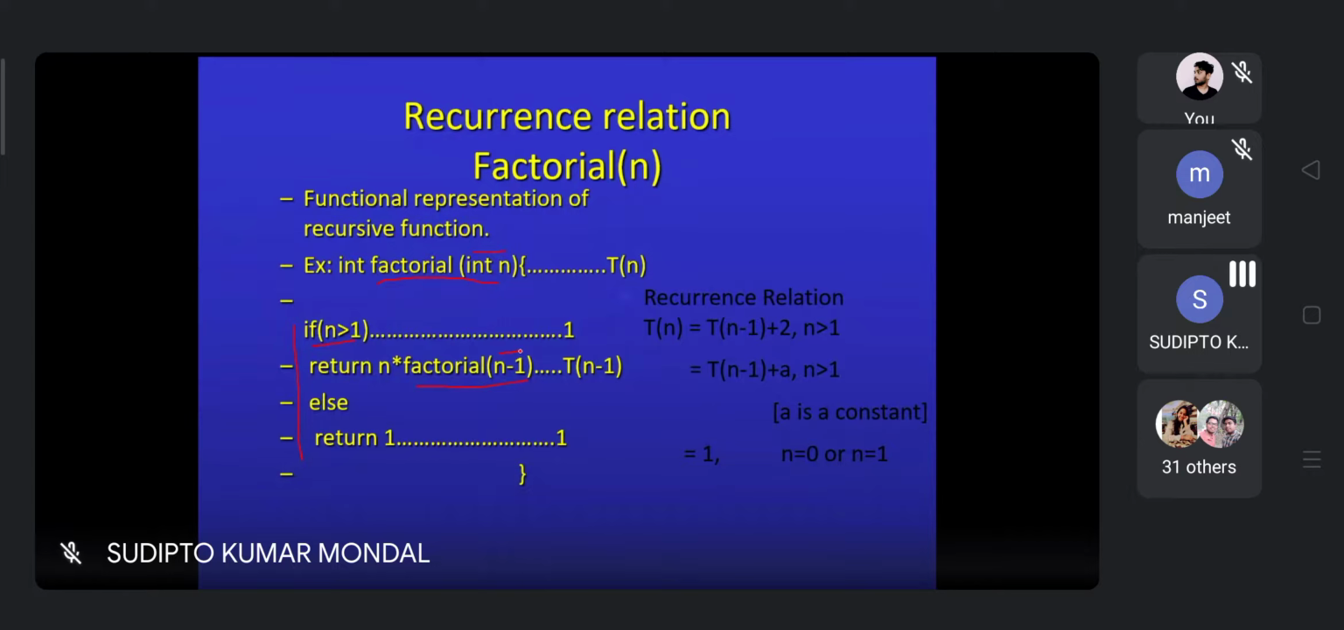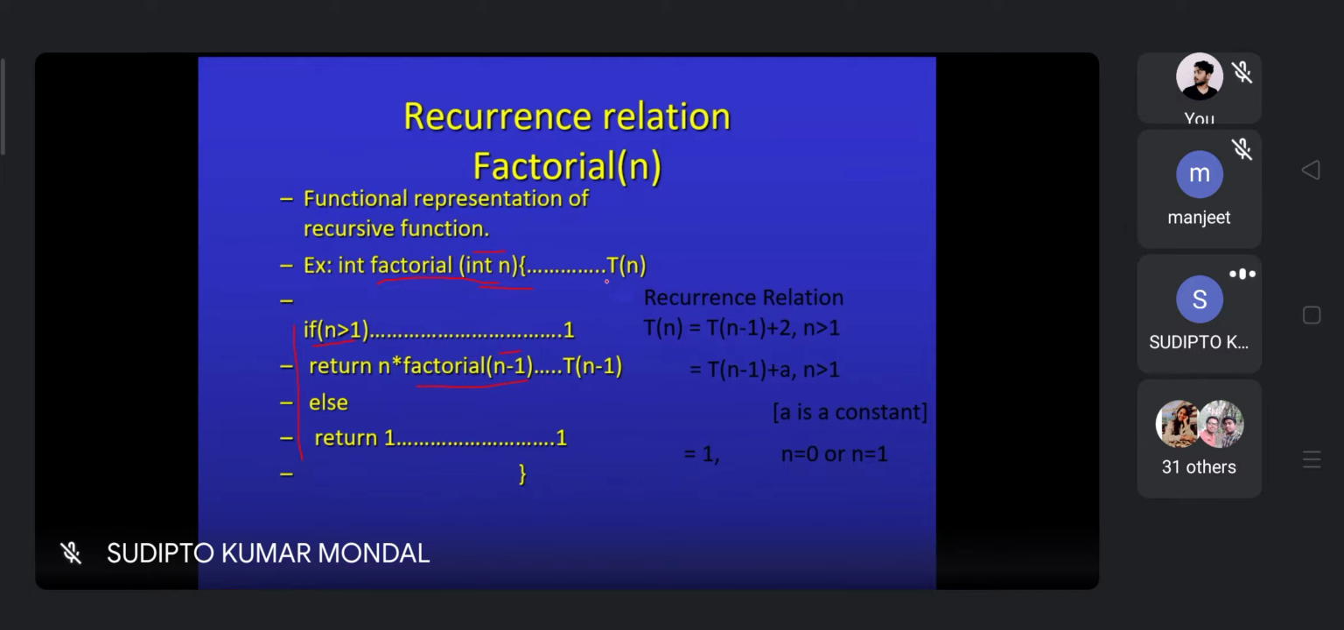Now, if this is a recursive function given to us, look carefully at how we are representing this recursive function in terms of a recurrence relation. A recurrence relation is a relation where we represent the dependency in terms of the function. So how are we representing that? The first line, look at it carefully, factorial int n, we represent using a dotted syntax, T of n.